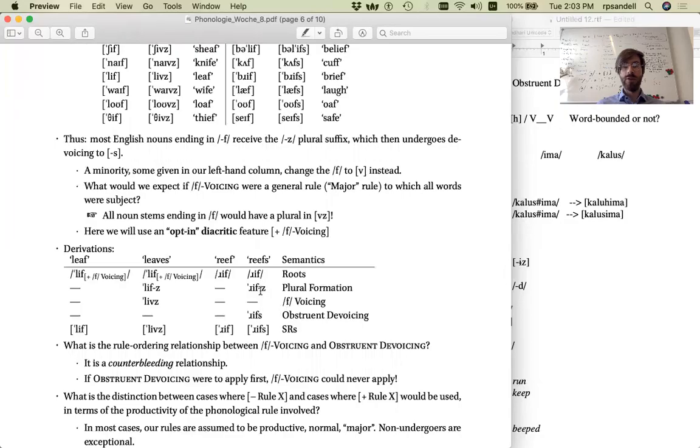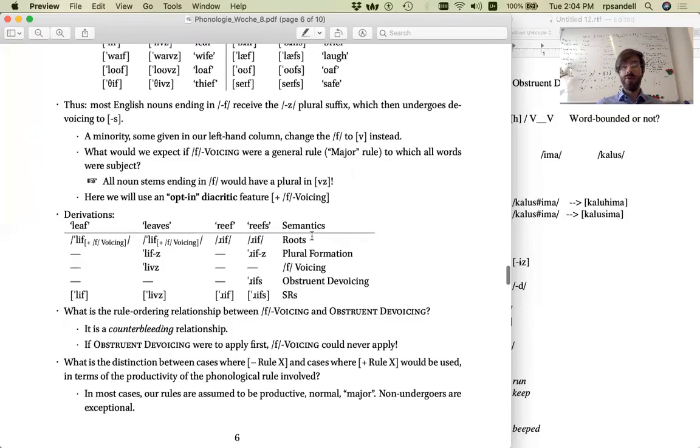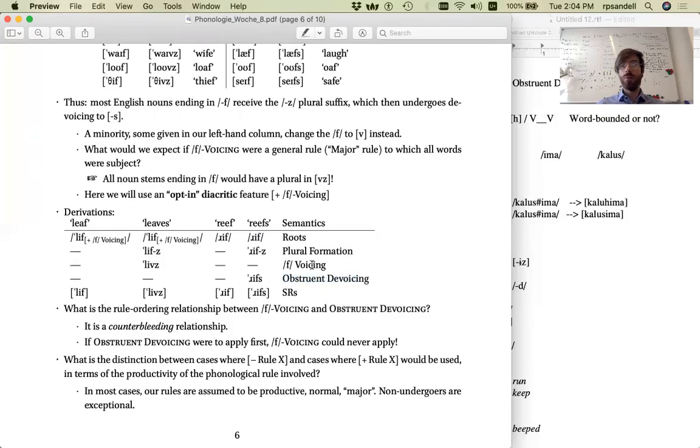Obstruent devoicing would change the underlying z into an s, and if that happened first, then there would no longer be this context needed for F voicing. So if obstruent devoicing had applied first, it would bleed F voicing. So there must be a counter-bleeding relationship here. If obstruent devoicing applied first, we would find the plural leafs with a voiceless F rather than a voiced one. So obstruent devoicing counterbleeds F voicing in English.